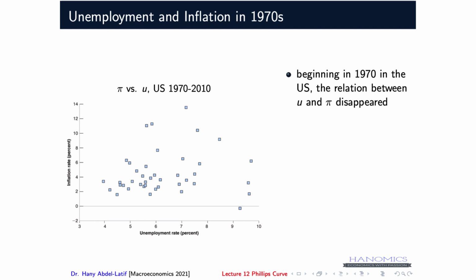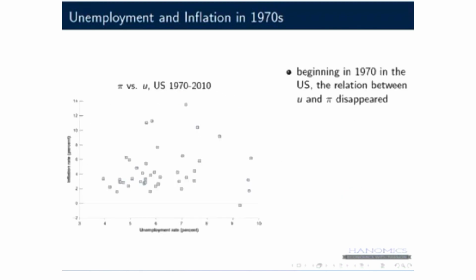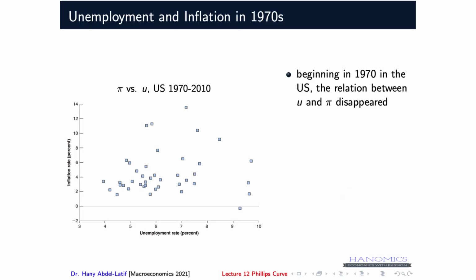So beginning in the 1970s, you see that in the US, the relationship between the unemployment rate and the inflation rate kind of disappeared. It's kind of a scatter plot, so you can't really get that nicely inverse relationship as you could see here. You can see a very smooth and obvious negative relationship between both variables. Once you move to after the 1970s, you see this relationship vanishes.